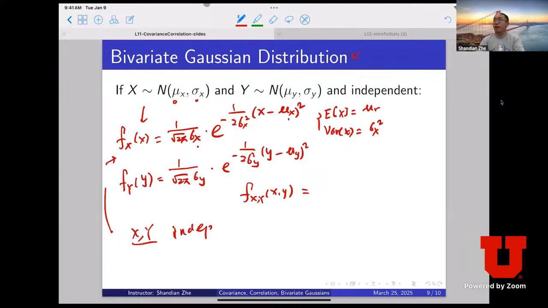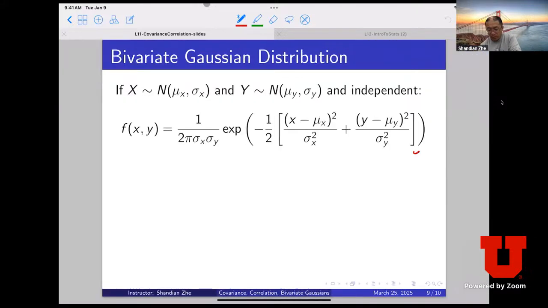Yes, exactly right. We just leverage this fact. If X, Y are independent of each other, that basically says their joint PDF is just the product of their respective single variable PDFs. So it is just f_X of x times f_Y of y. Just multiply these two together.